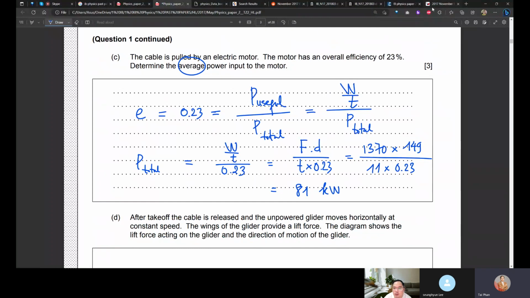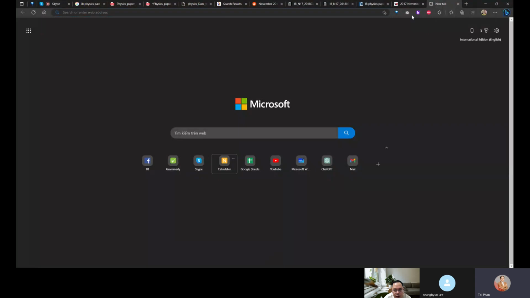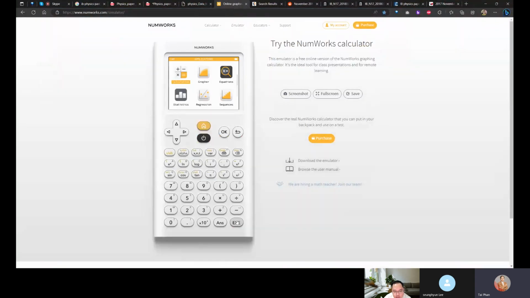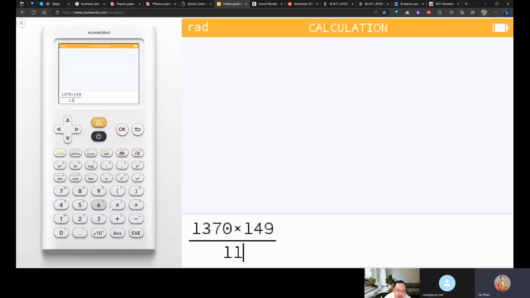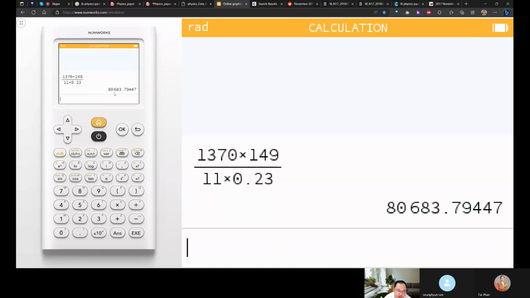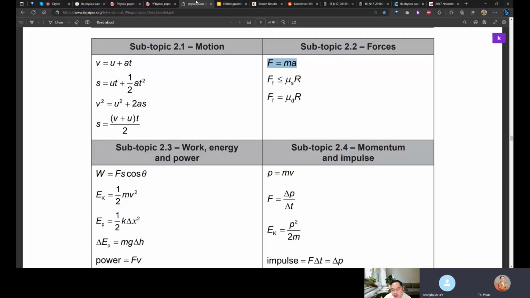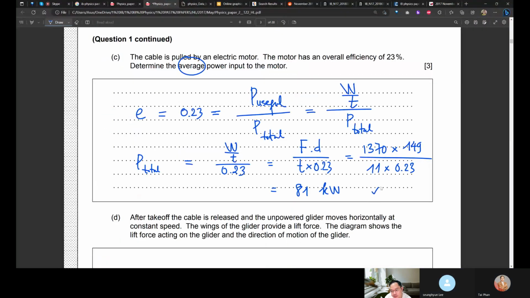The result will be about 81 kilowatts, 81,000 watts, rounded to 2 significant figures. Check the calculation here. The work: the force is 1,370 multiplied with the distance 149 meters, and divide by the time 11 seconds, and also divide by the efficiency 23%. Rounded to 2 significant figures, 81,000 watts, 81 kilowatts. 1 mark here for the formula, the second mark here, and the third mark for the final result.